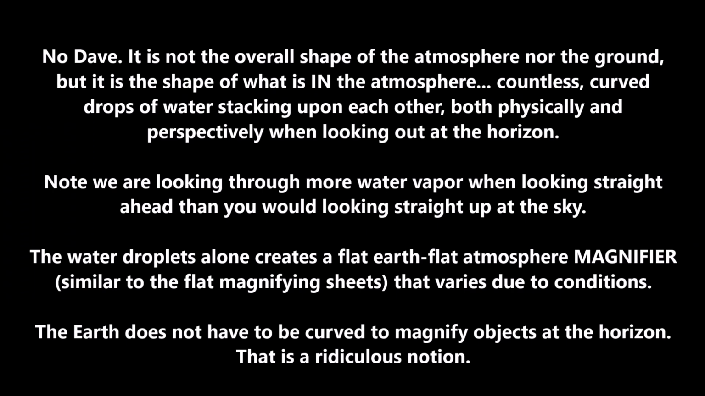No, Dave. It is not the overall shape of the atmosphere nor the ground, but the shape of what is in the atmosphere. Countless curved drops of water stacking upon each other, both physically and perspectively when looking out at the horizon. Note we are looking through more water vapor when looking straight ahead than looking straight up at the sky. The water droplets alone create a flat Earth flat atmosphere magnifier that varies due to conditions. The Earth does not have to be curved to magnify objects at the horizon. That is a ridiculous notion.